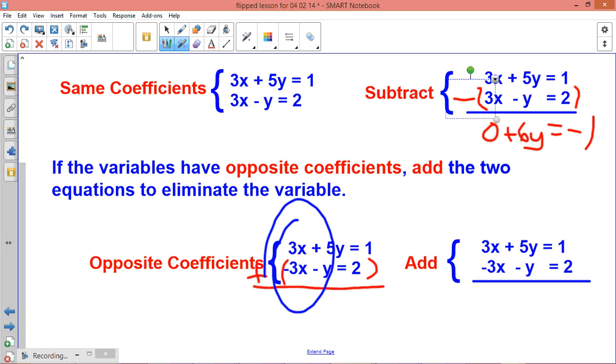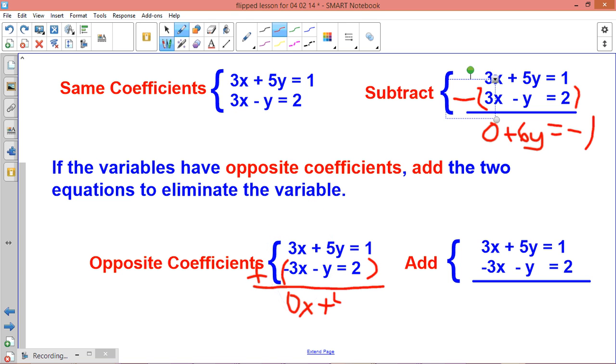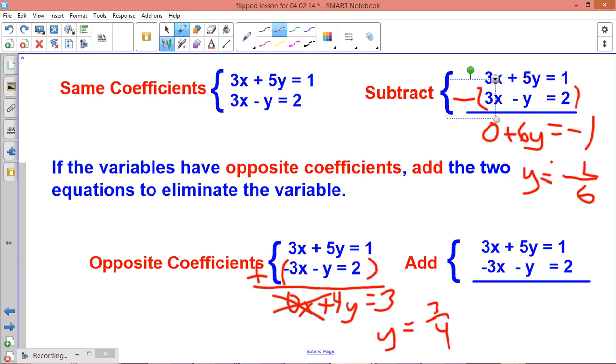I wind up with 3x plus negative 3x, which gives me 0x. 5y plus negative y gives me plus 4y, and 1 plus 2 obviously gives me 3. I don't need that 0, so I just have 4y equals 3. And so y is going to equal 3/4 when I divide both sides by 4. Okay, and up here it was y equals negative 1/6. So those are the two things we can do, and we're going to do a couple practice problems with those as well.